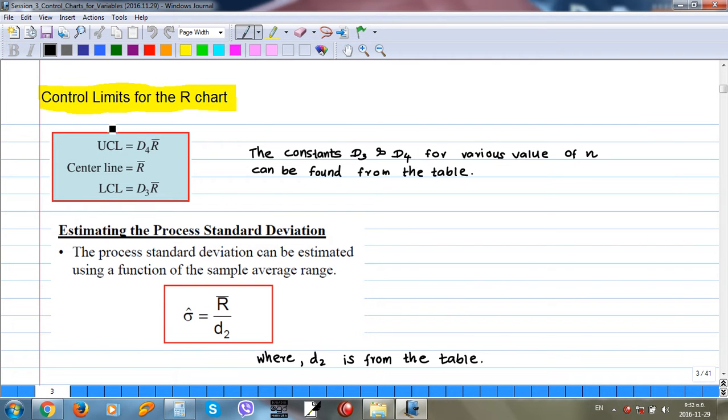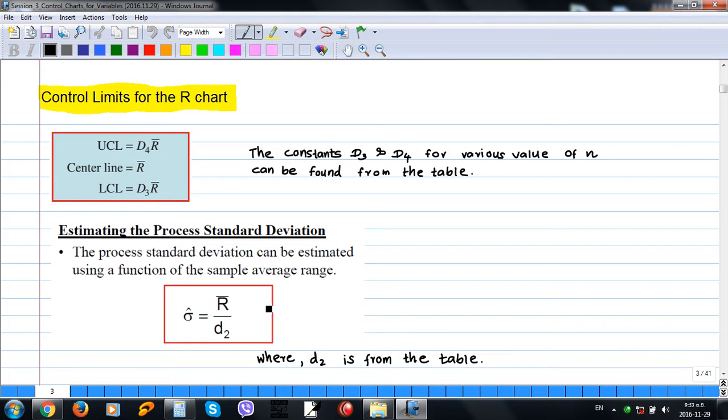Then the control limits for the R chart, that is the range chart: the upper control limit equals D4 times R bar, the center line equals R bar, and the lower control limit equals D3 times R bar. Again, we can find these constants from the table. Then, estimating the process standard deviation: it can be estimated using a function of the sample average range. Here sigma hat equals R bar over D2. This D2 also we can find using the same table.